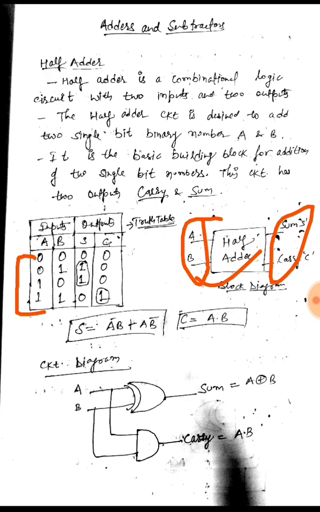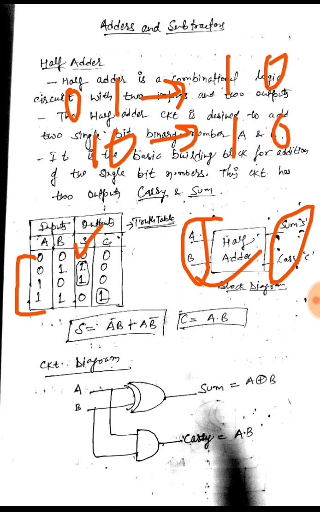And if I take the sum of these binary digits, for 0 0 it would be 0, for 0 1 or 1 0 the output would be 1 and the carry generated would be 0 0. But in the third case, when both the inputs are high, the sum would be 0 and there would be a carry generated, that is 1.